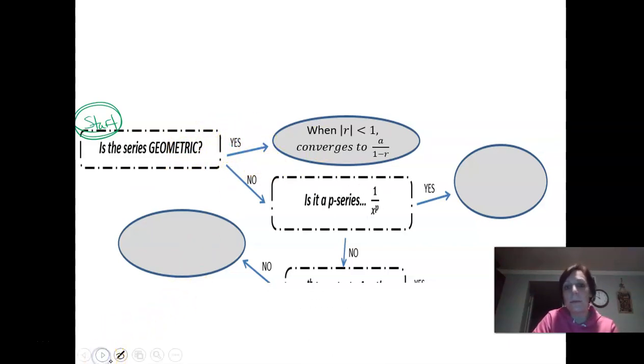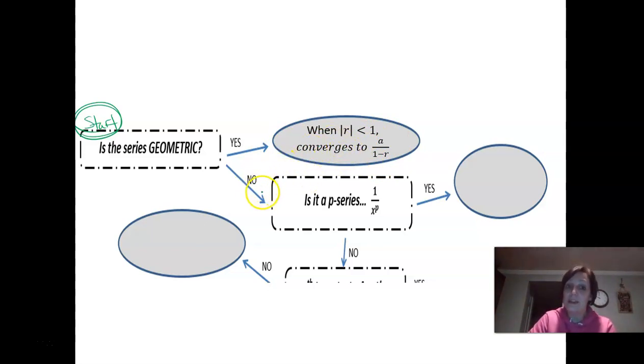And in that bubble, it's going to converge as long as the absolute value of r is less than 1. Not that you need that written down because you already know that, but as long as r is between -1 and 1, it's going to converge, and it's going to converge to a over 1 minus r. All right, that is best case scenario that you get a geometric.